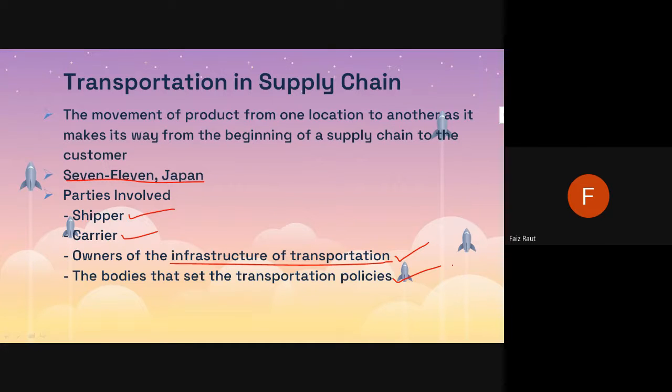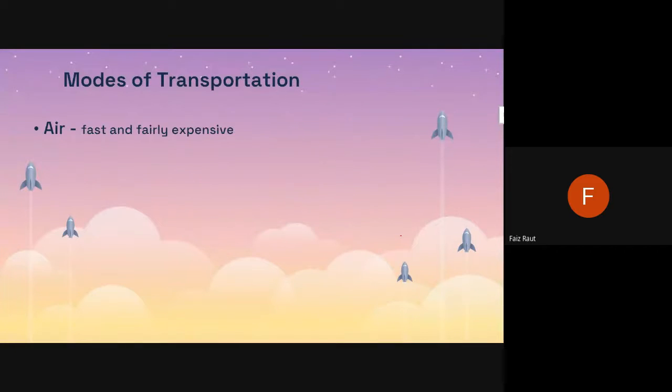Okay, so these are the parties involved. The customer is not involved yet in this, just for sending the materials. In modes of transport, the first is air. Air is the fastest. If I want to send my materials, they will go the quickest.